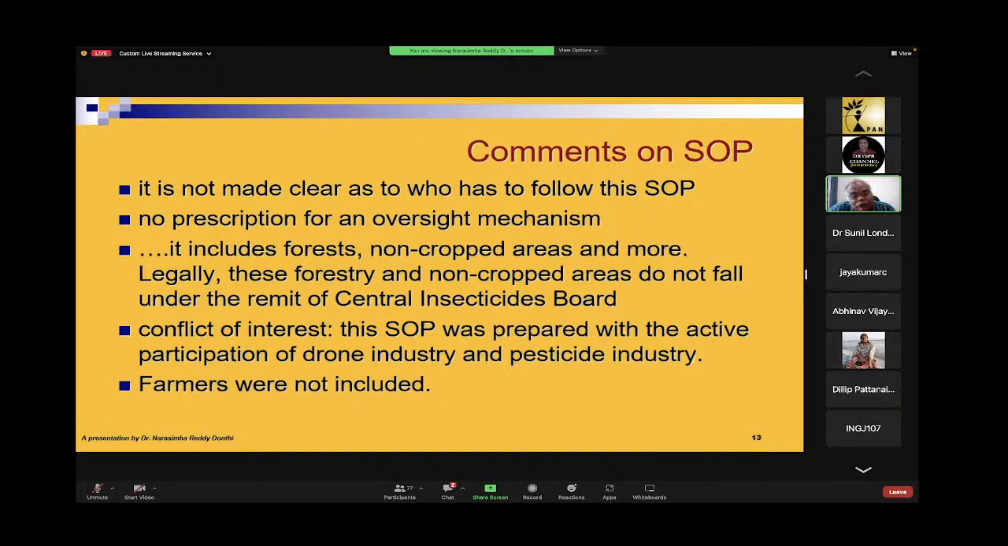So invariably we can see that government intends to use drones everywhere, not only crops, not only agriculture fields, but everywhere, forests, non-crop areas, and anywhere. So it could be urban areas, it could be residential areas, anywhere they can use it using this standard operating procedure, which is again a serious violation.